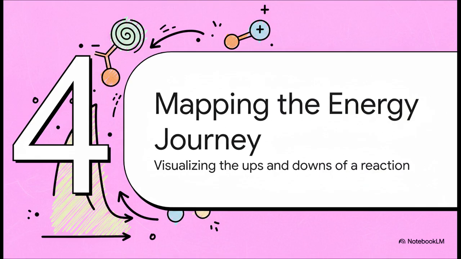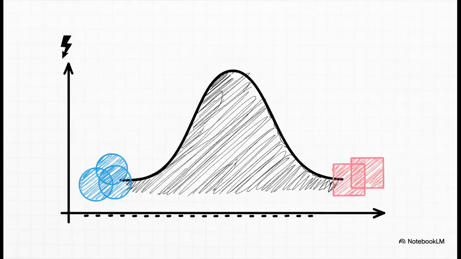Okay, so we have the characters and we have their dance moves, but what about the dance floor? Or maybe a better way to think about it is the terrain. Every single chemical reaction has this energy landscape it has to travel through, with hills to climb and valleys to rest in. This energy map is the next critical piece of our story. And this is the map we use.